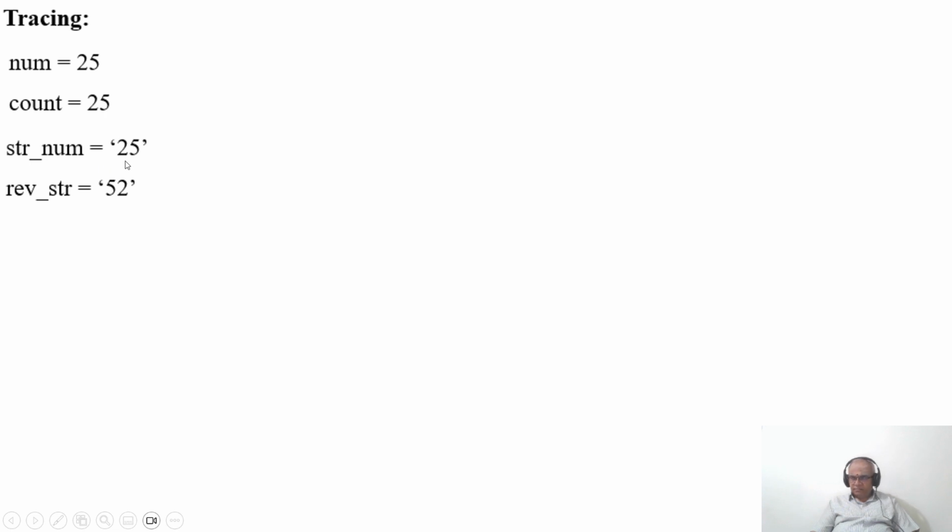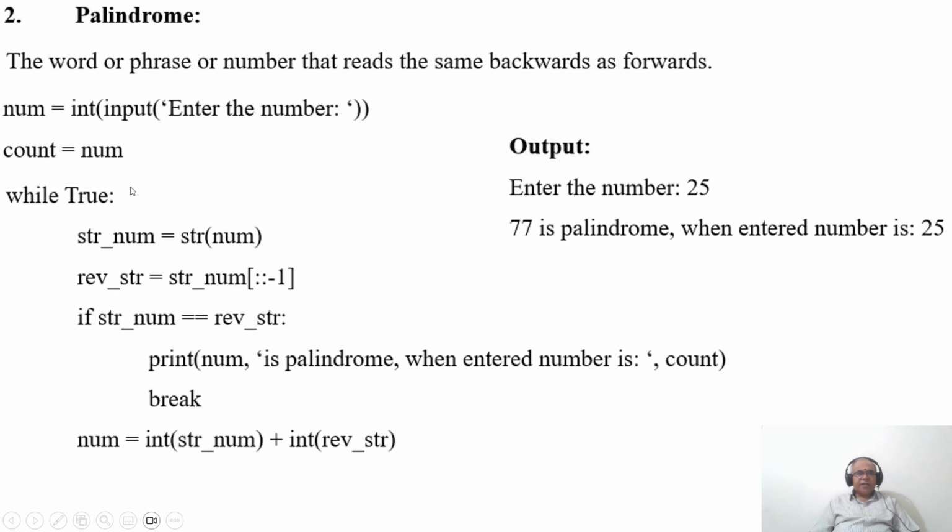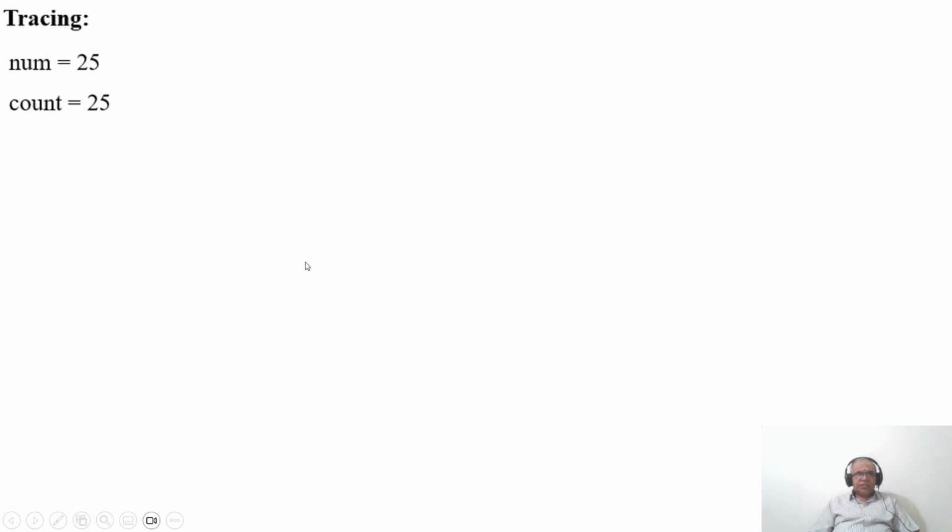So when you go for tracing, you can see num is equal to 25. So count also becomes 25. Then str num converts this integer into a string. Reverse string is also converted into a string. How is it becoming a string? You can see that reverse string is equal to str underscore num, and this is what converts it into a string.